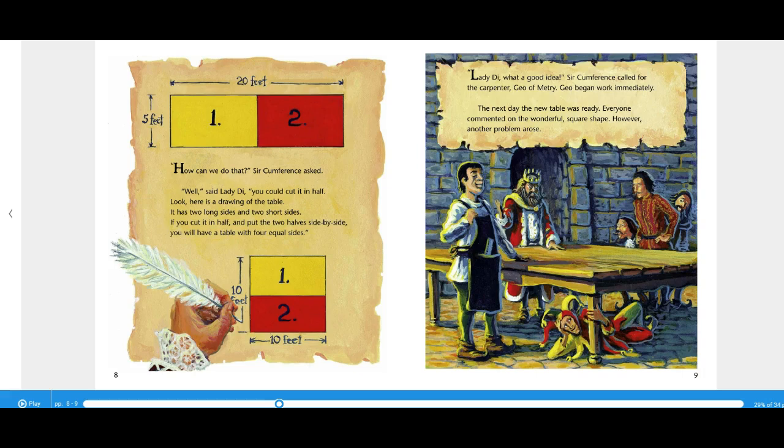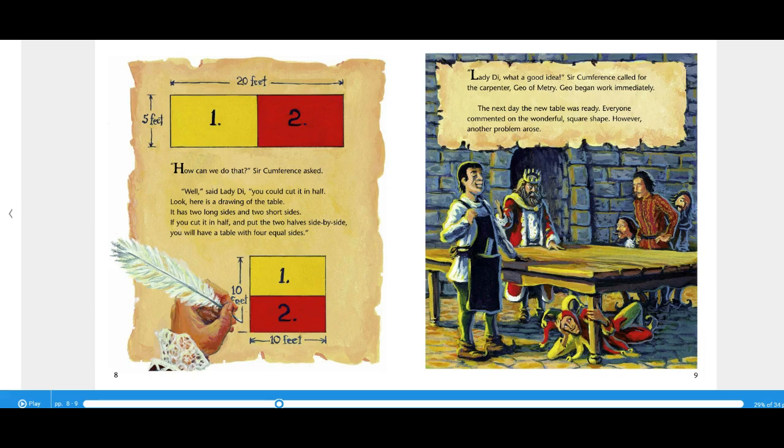Look, here's a drawing of the table. It has 2 long sides and 2 short sides. If you cut it in half and put those 2 halves side by side, you'll have a table with 4 equal sides." "Lady Di, what a good idea!" Circumference called for the carpenter, Geo of Metri. Geo began work immediately. The next day the table was ready. Everyone commented on the wonderful square shape.